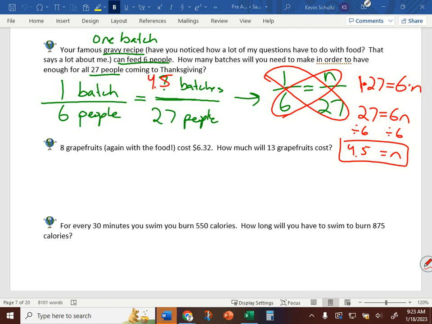The other two, you will need to set a proportion yourself. 8 grapefruits cost $6.32. How much will 13 grapefruits cost? What goes together, right? Set up that proportion. The last one, for every 30 minutes you swim, you burn 550 calories. How long will you have to swim to burn 875 calories? Again, what goes together? Set up that proportion, okay?